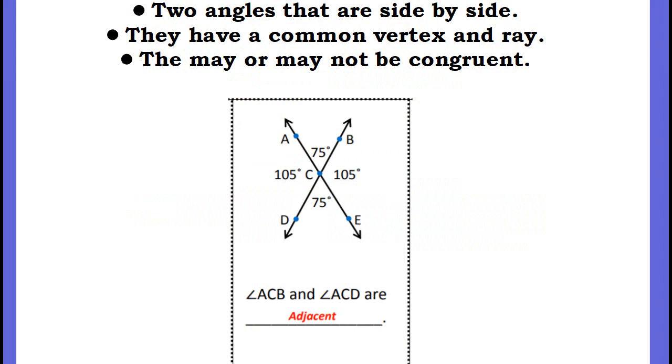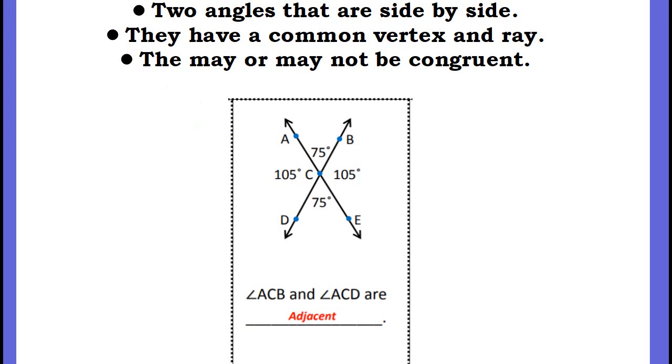Okay, we've got some special angles to introduce you to. The first are adjacent angles. Adjacent angles are two angles that are side by side. They have a common vertex and ray, and they may or may not be congruent. So go ahead and take a look at the example.